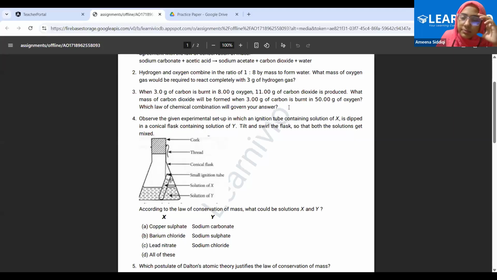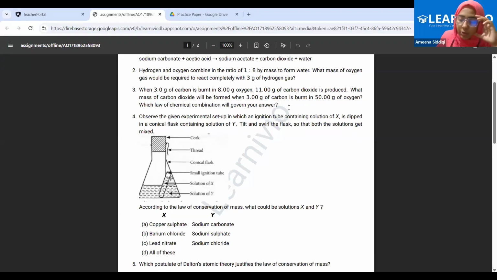Look here. Come to the second question very quickly. You will solve it yourself very quickly. I've told you how to solve this.